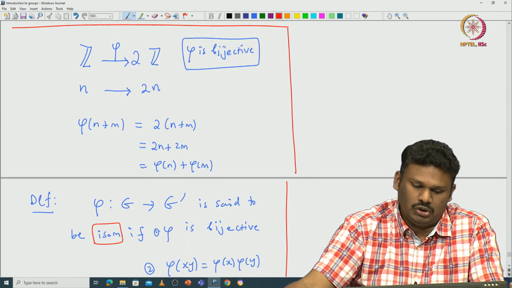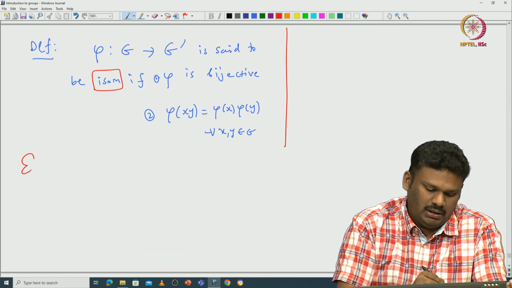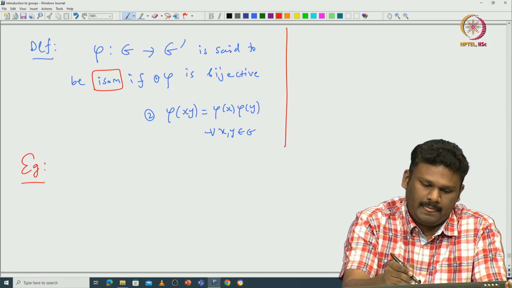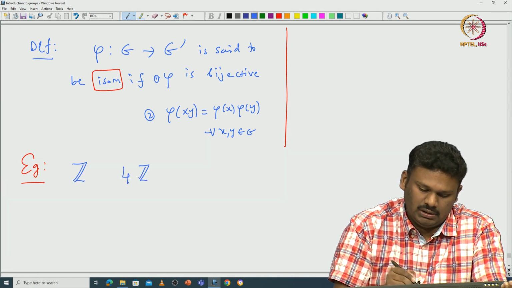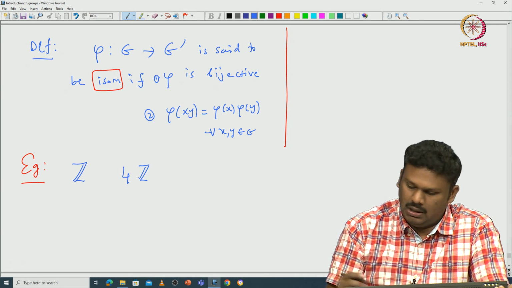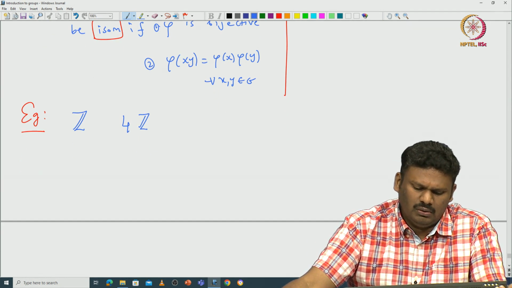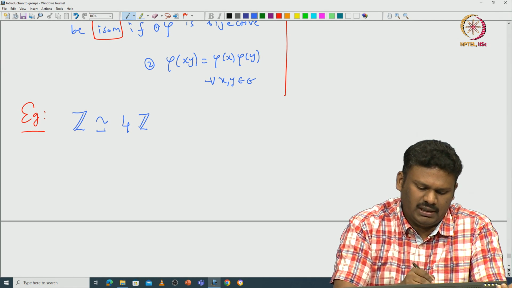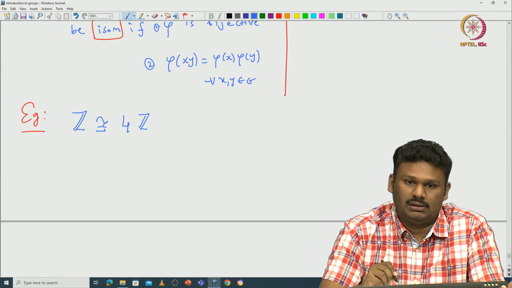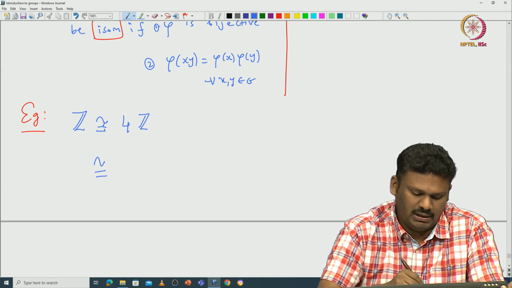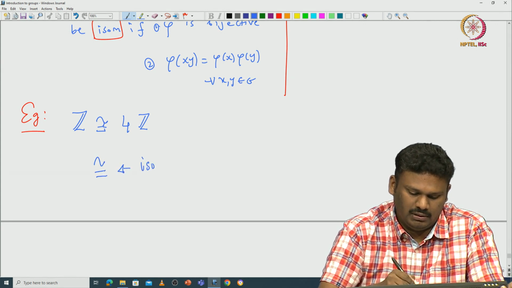For example, Z over 2Z, and then you can also see that Z over 4Z, they are similar and so on. Okay. So, now what we are going to say, we write this congruence relation, okay, to say that they are isomorphic.